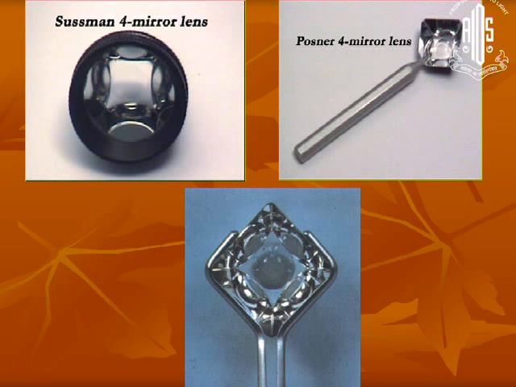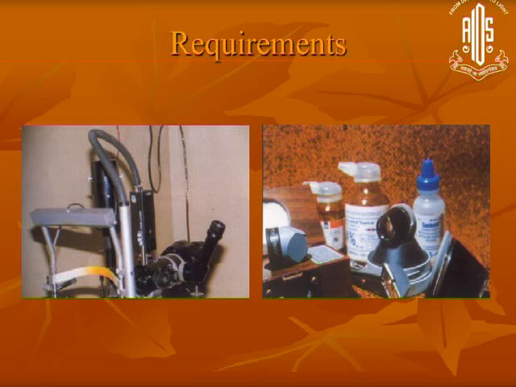So this is the Sussman 4 mirror, this is the Posner 4 mirror, this is the Zeiss 4 mirror, and these are very easily available now in our country, and you can easily use them. Requirements for doing gonioscopic examination: basically you need a good slit lamp, and you need topical anesthetic and coupling agent if you are using one of the lenses which requires a coupling agent.